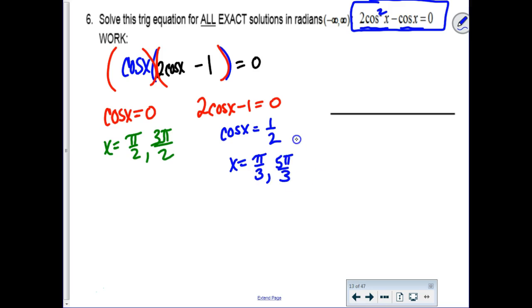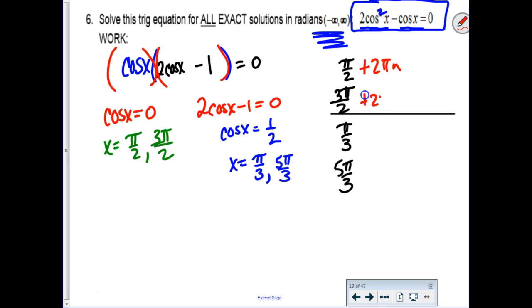Okay. So because they want all solutions, there is absolutely nothing wrong with you going pi/2, 3 pi/2, pi/3, and 5 pi/3, and then just sticking a plus 2 pi n on the end of each of these. That would be the I don't want to think about it approach. And I'm okay with that. However, one of these can be shortened a little bit.